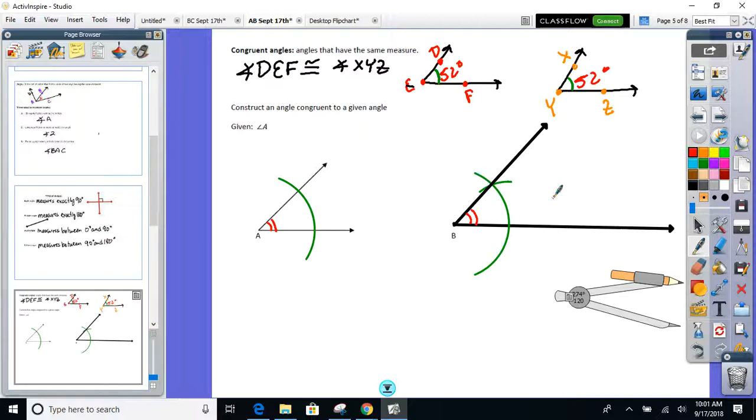Last thing, I don't know if I told you this on Friday, never erase any construction marks. Did I tell you that? Never erase. So tomorrow's quiz, do not erase anything because that's how I grade them. Okay, do not erase any construction marks.